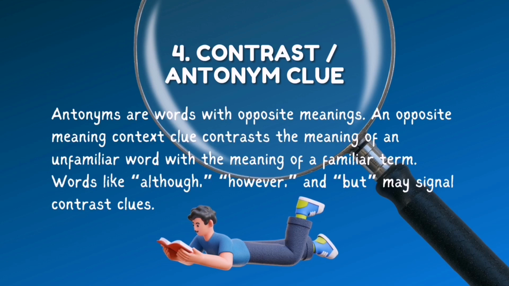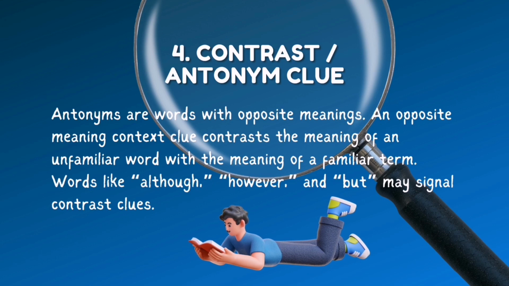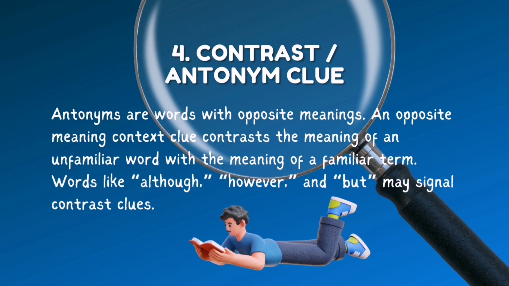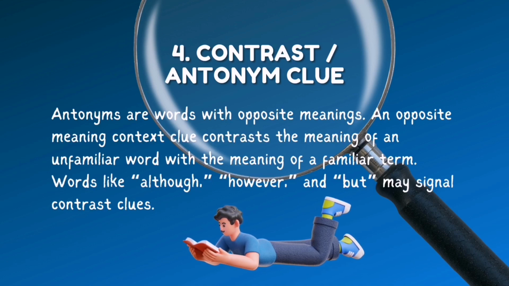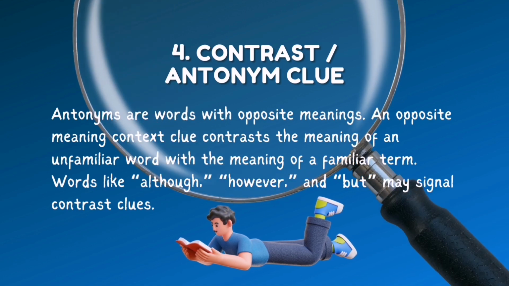Number 4 type of context clue is contrast or antonym clue. Antonyms are words with opposite meanings. An opposite meaning context clue contrasts the meaning of an unfamiliar word with the meaning of a familiar term. Words like although, however, and but may signal contrast clues.